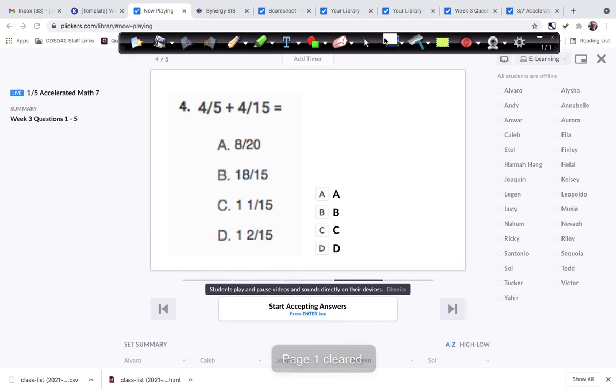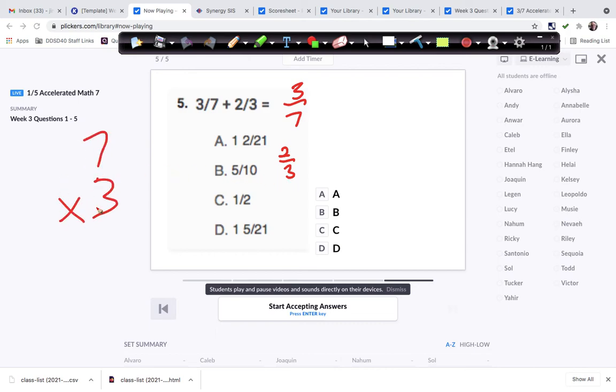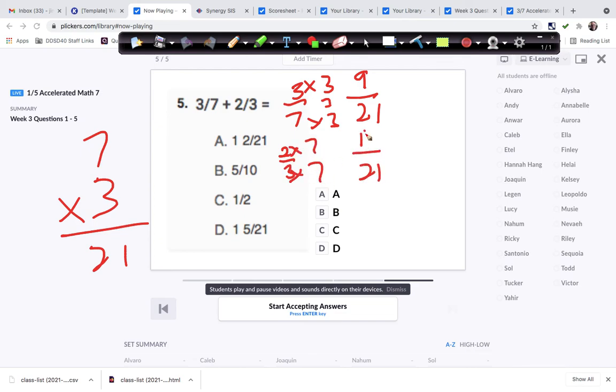And the last one is 3/7 and 2/3. If two numbers are prime, like 7 is prime and 3 is prime, we just multiply those together to find our common denominator. We don't have to make a list. We know it's going to be 21. So 7 times 3 is 21, and 3 times 3 is 9. 3 times 7 is 21, and 2 times 7 is 14.